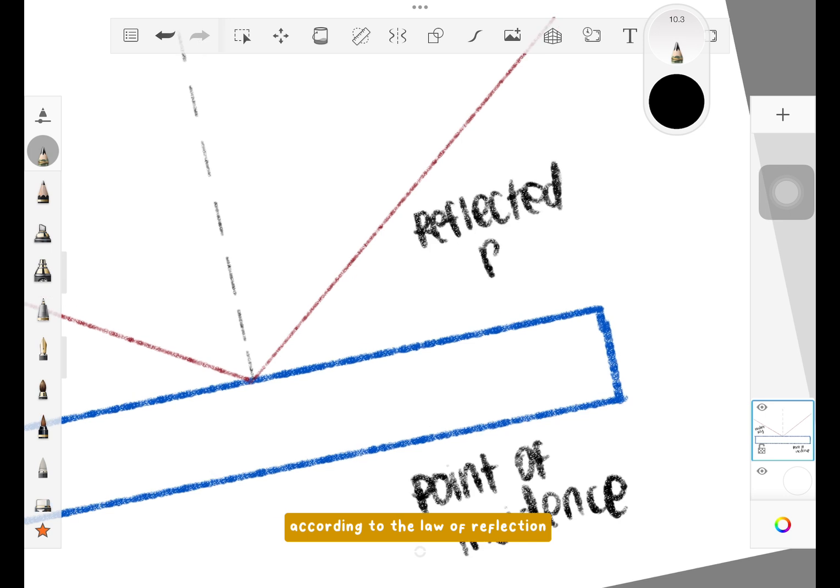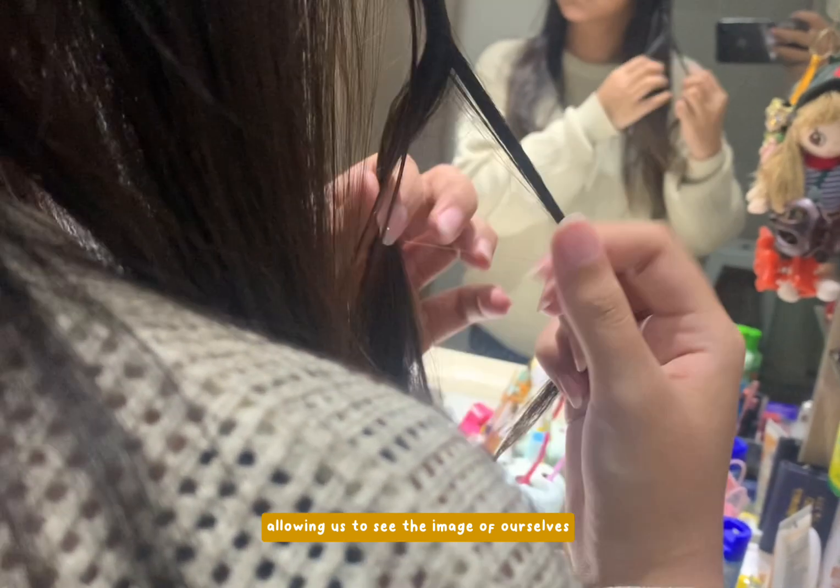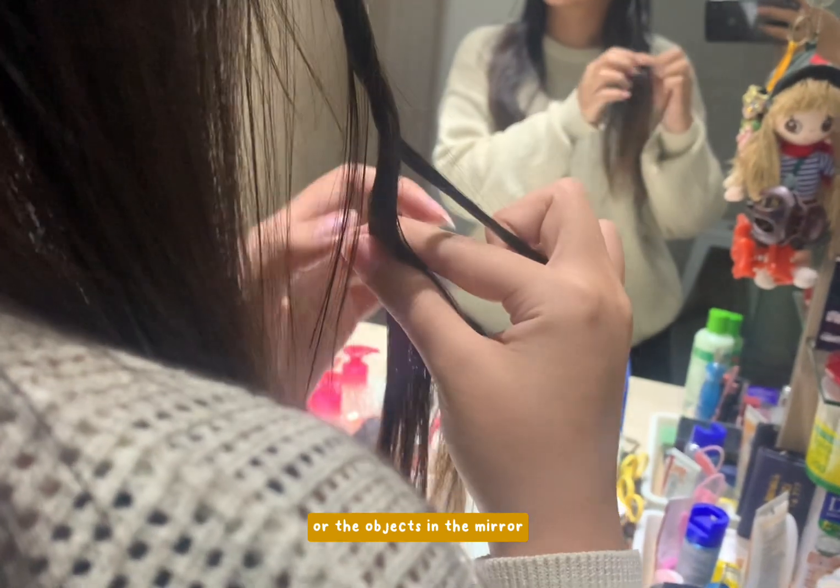According to the law of reflection, the angle of incidence, which is the angle formed between the incident light ray and the perpendicular or the normal line to the mirror's surface, is equal to the angle of reflection, which is the angle formed between the reflected light ray and the normal line to the surface of the mirror. Instead of passing through the mirror, these light waves bounce off its surface due to the reflective layer on the back of the mirror. The reflected light waves then travel back towards our eyes, allowing us to see the image of ourselves or the objects in the mirror.